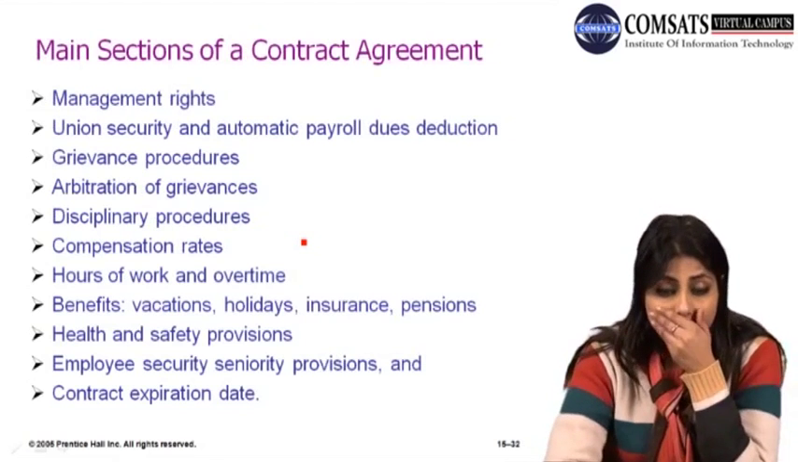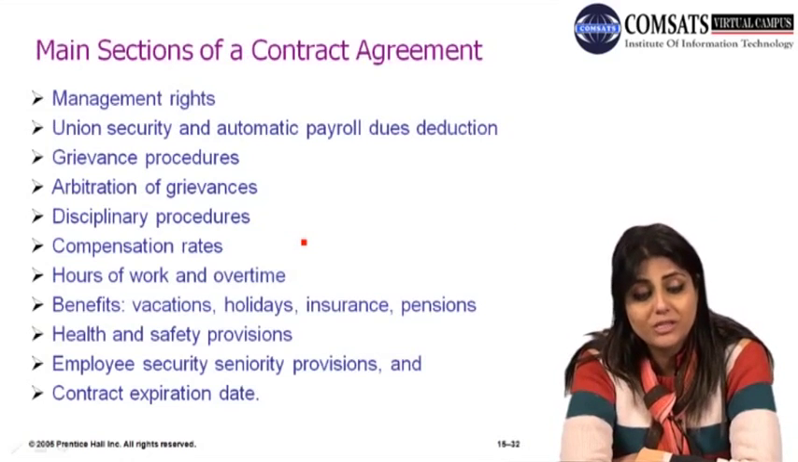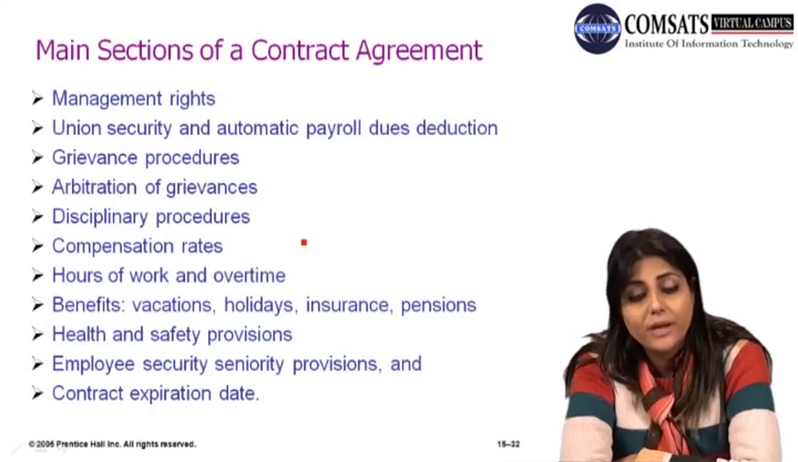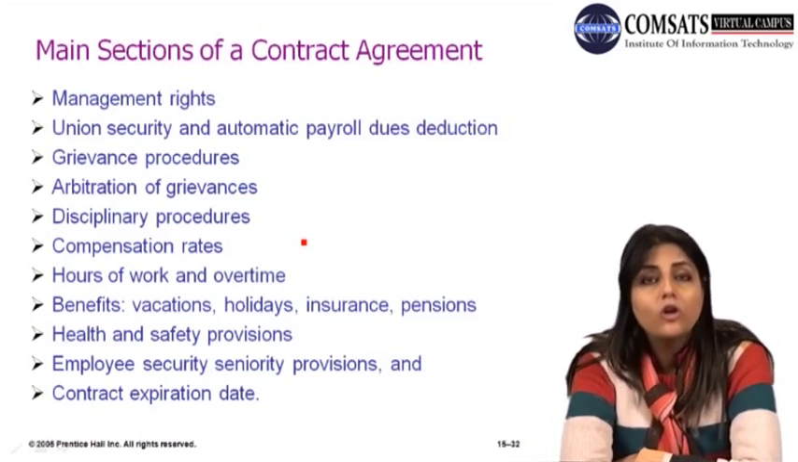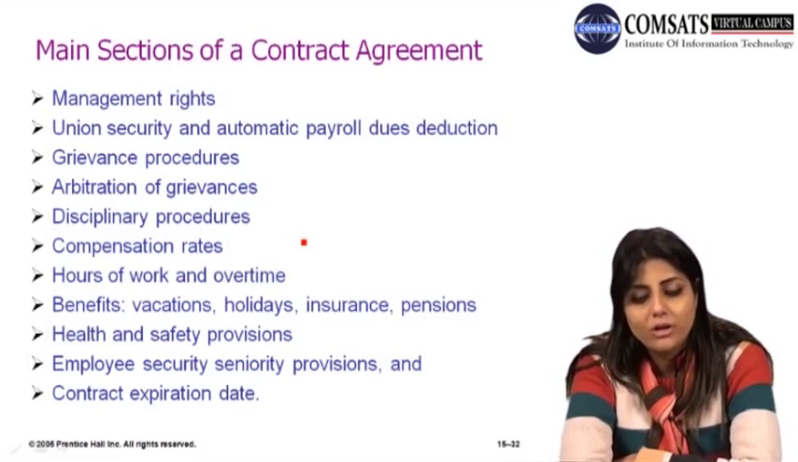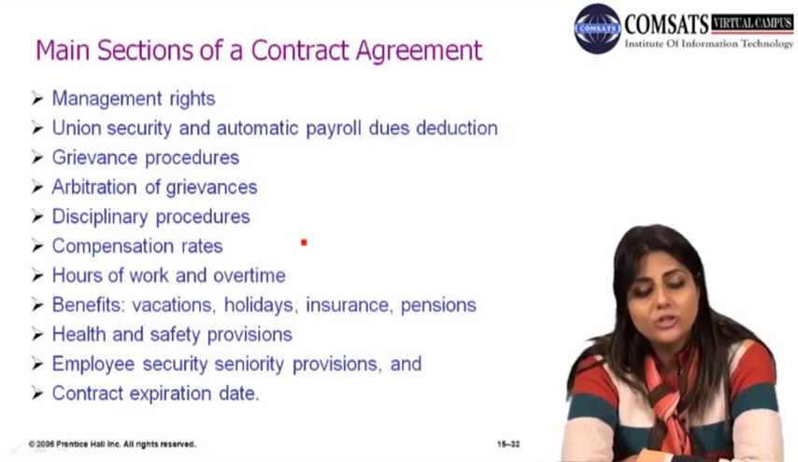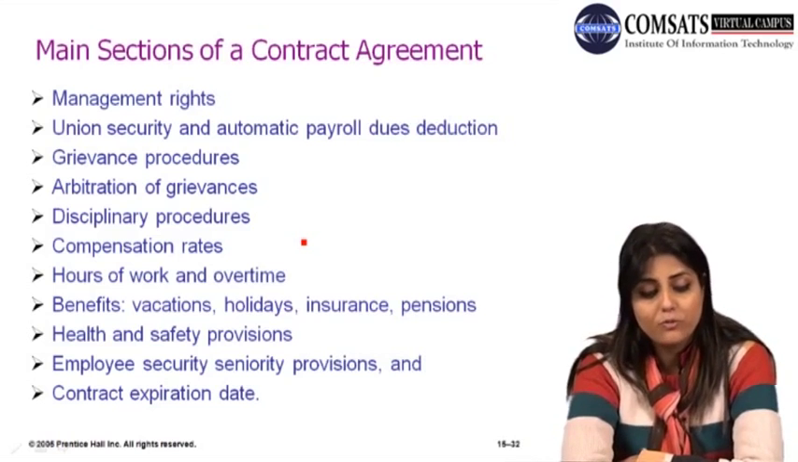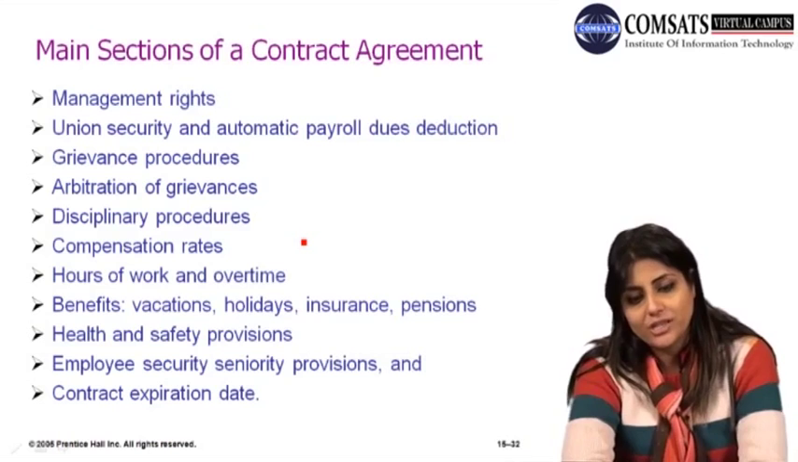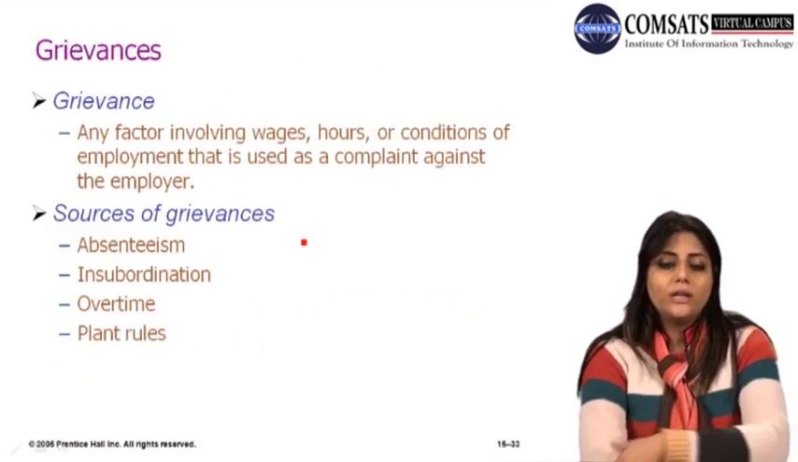So what are the different main sections of a contract agreement? We all know that it deals with the grievance procedures, the arbitration of grievances, the management rights, the union security, payroll dues deductions, compensation rates, hours of work and overtime, benefits, vacations, holidays, insurance, pensions, health and safety provisions, employee security, seniority provisions, and contract expiration dates. These are all the different elements of a contract agreement.